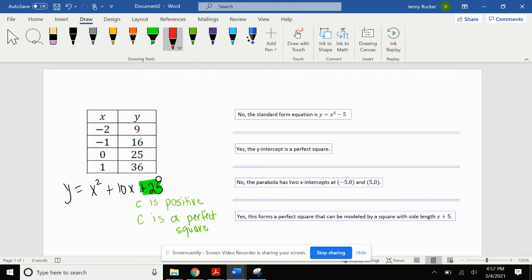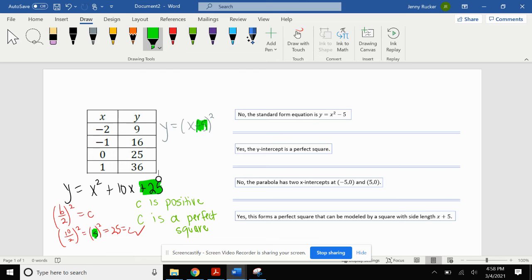Let's check our relationship between B and C. We know in a perfect square, B divided by 2 squared must equal C. B is 10, so 10 divided by 2 would be 5. When I square that, I get 25. So this looks like a perfect square trinomial where my equation would be y equals x plus 5 squared, because remember, it's this b over 2 value that we're putting in for h.